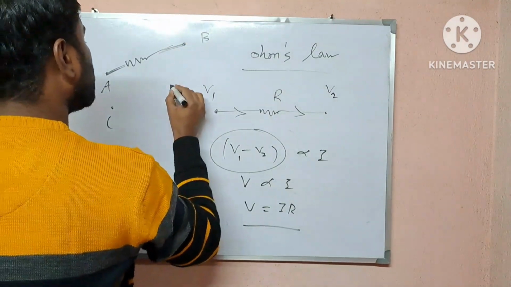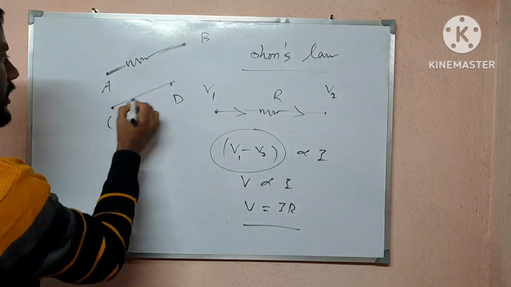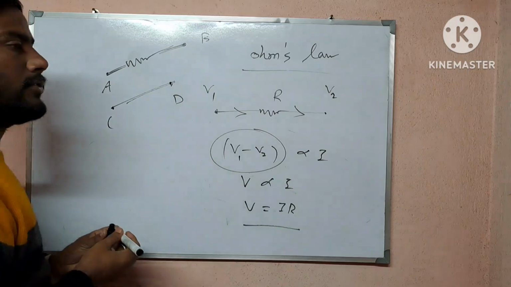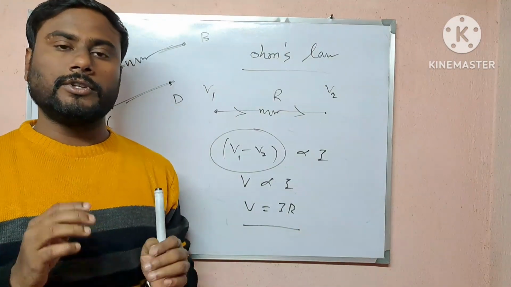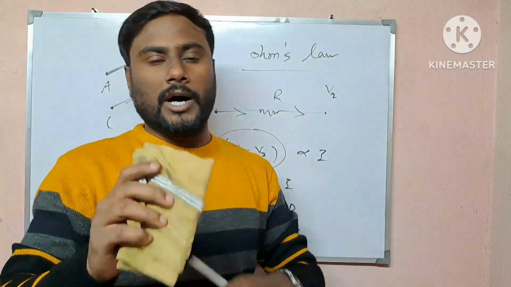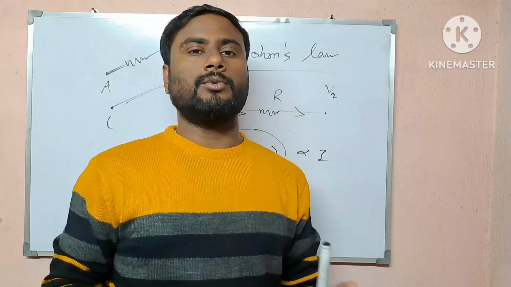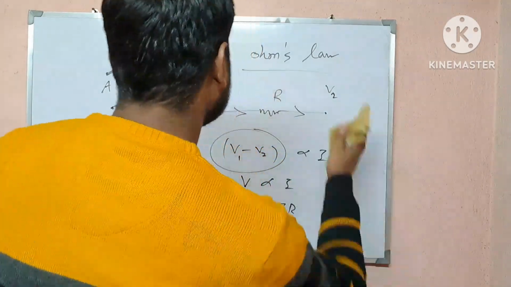If any 2 points C and D are directly connected by a wire, then we can consider the potential of that point and that point to be the same, just because they are directly connected. So this is the concept that we will use throughout the solving of numericals, and let's see how easily we will solve all those numericals. Let's start.